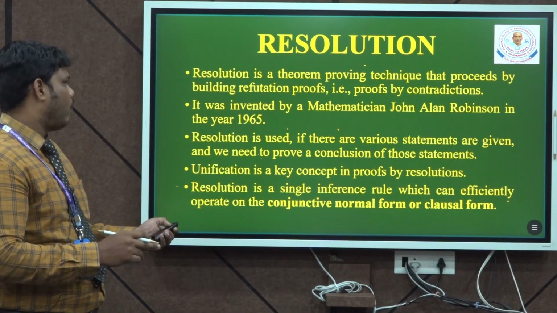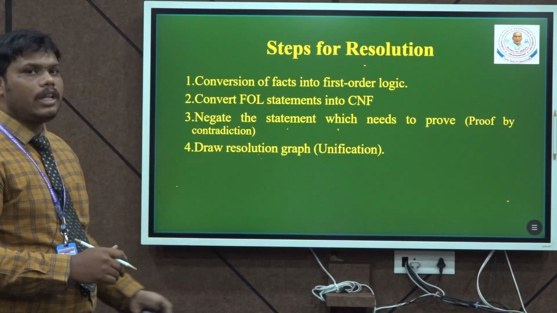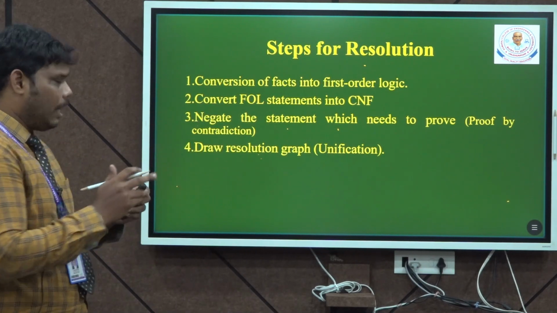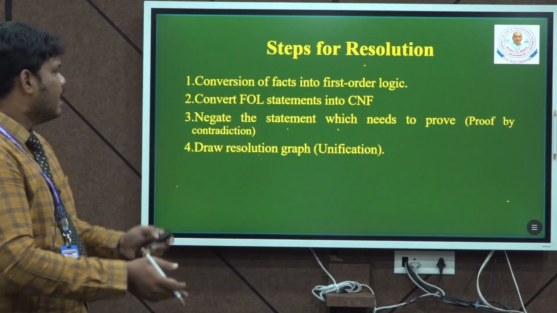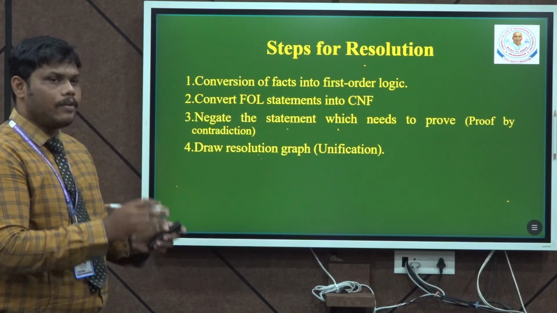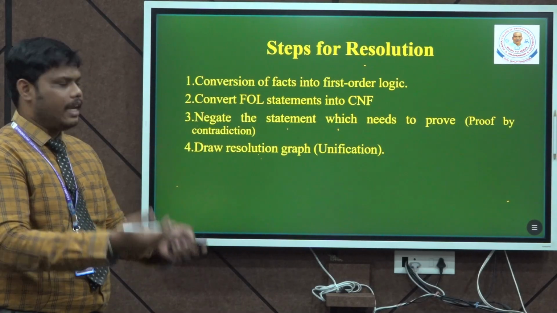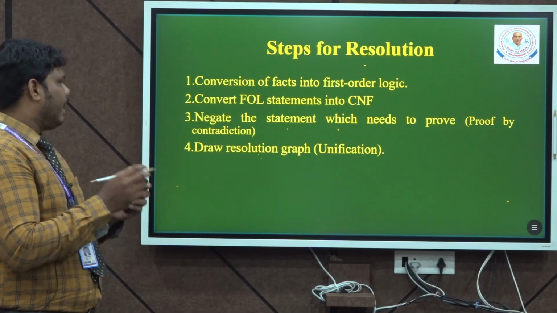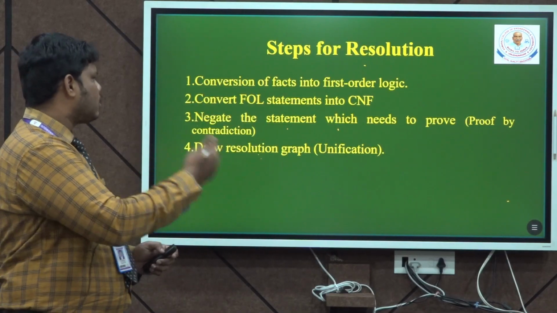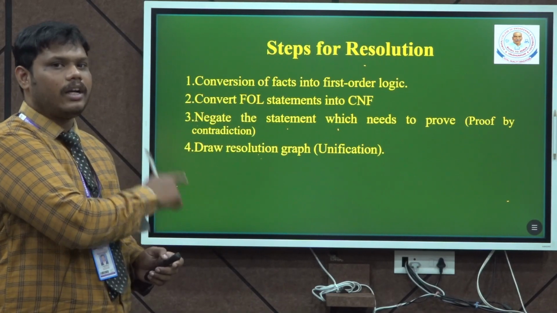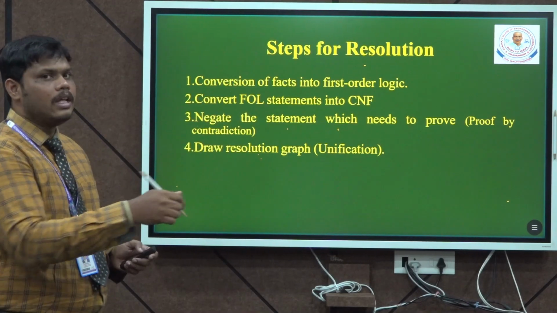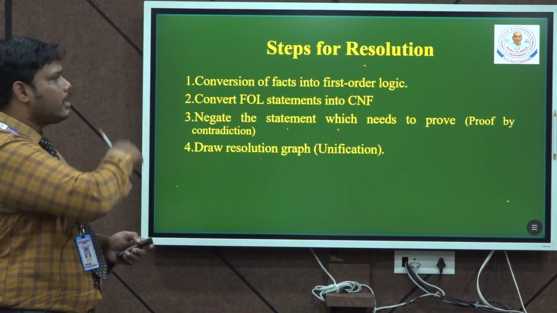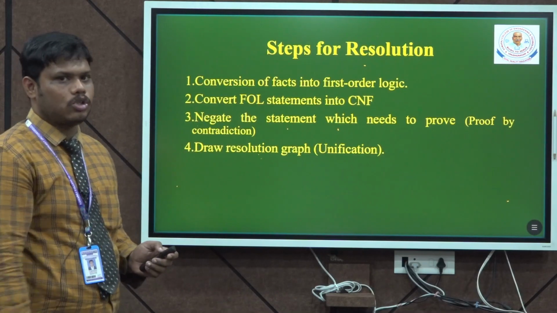That's the CNF form. The steps involved in resolution are: first, convert all the known facts into FOL, that's first order logic. Second step is to convert these FOL statements into CNF, and third is to negate the statement which needs to be proved, that is the proof by contradiction technique. And the last step is to draw the resolution graph, that is unification. So, these are the steps involved in the resolution process.